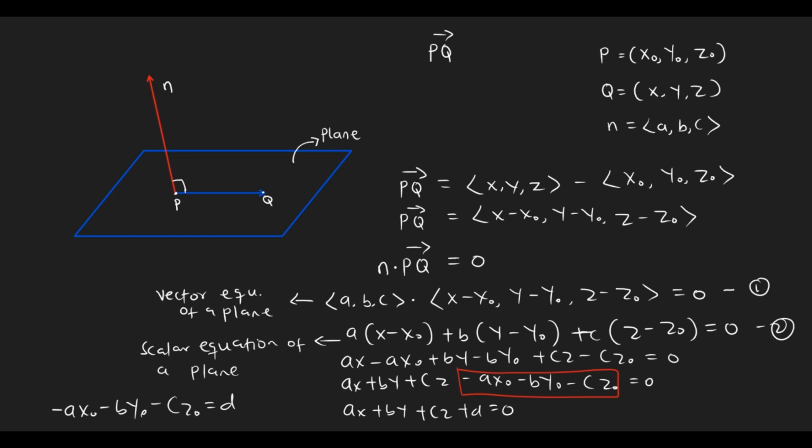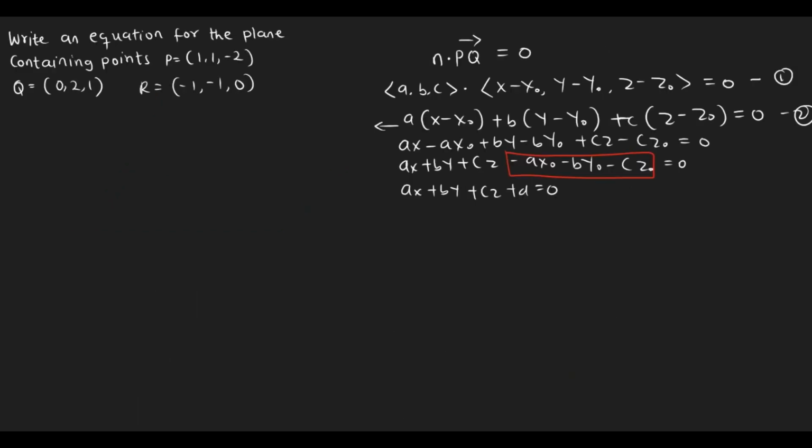So we know the vector equation of a plane and then the scalar equation of a plane. Okay, so with this idea, we are going to take an example. So let's go ahead and look at that. We have this example here, which says that we should write an equation for the plane containing these 3 points given here. In this case, you've been given 3 points on the plane, and then you have to write an equation for the plane.